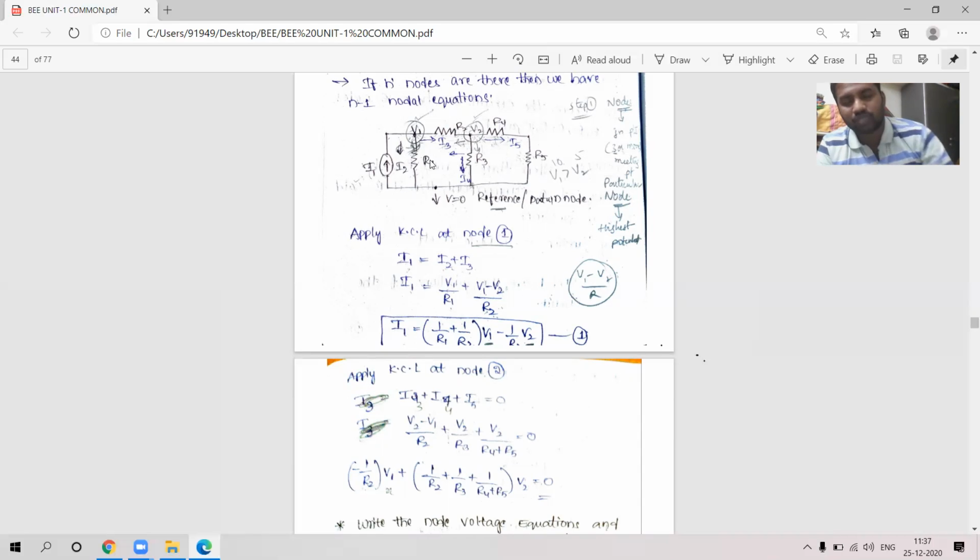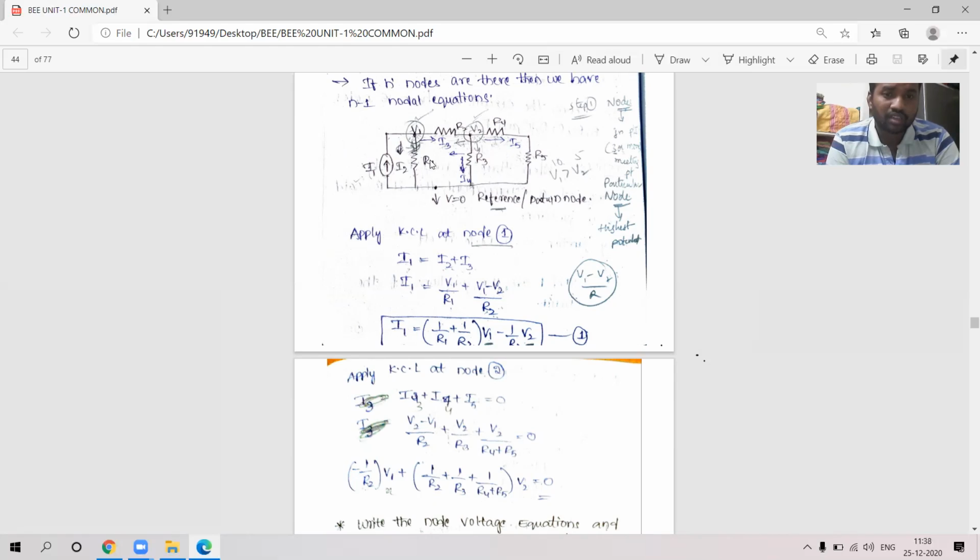If they are highest potential, what about the currents? We know that current flows from higher potential to lower potential. That means from node 1 all currents are leaving. If there is no current source, all currents will be leaving. If there is a current source entering towards the node, don't change the direction of that current. If the direction is downwards, keep it downwards; if upwards, keep it upwards.